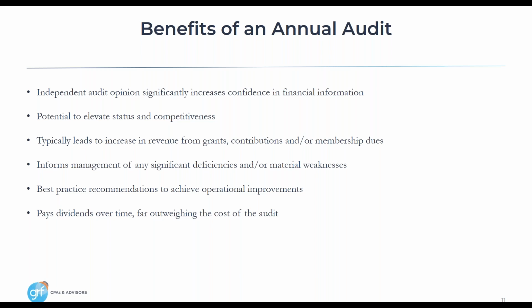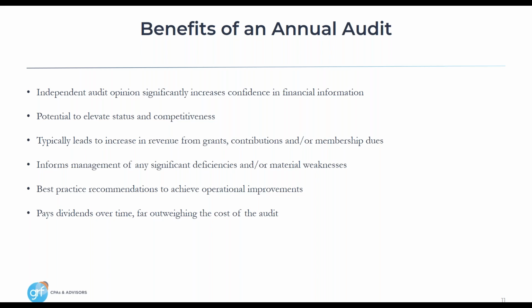But the main point here is that without that independent audit opinion, the users will not have as much confidence in the financial information that you're providing to them. And this increased confidence has knock-on effects and ramifications. And these knock-on effects include increased revenue. You're more likely to receive more grants if you're a foundation, increased membership revenue if you're a 501c6. It also elevates your status in your industry against your competitors and increases your competitiveness.